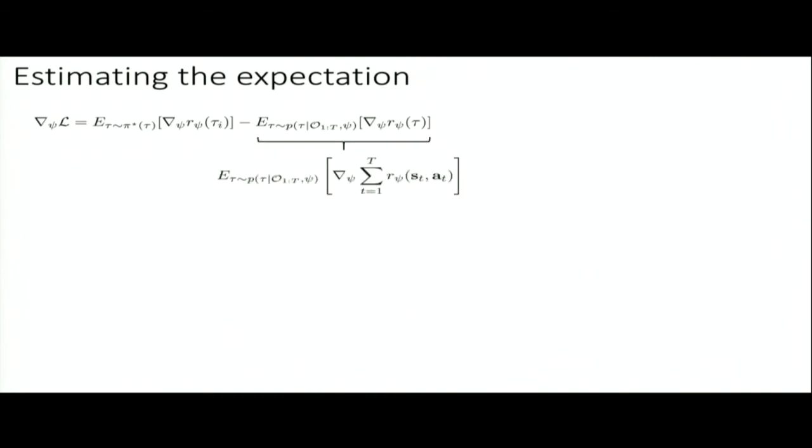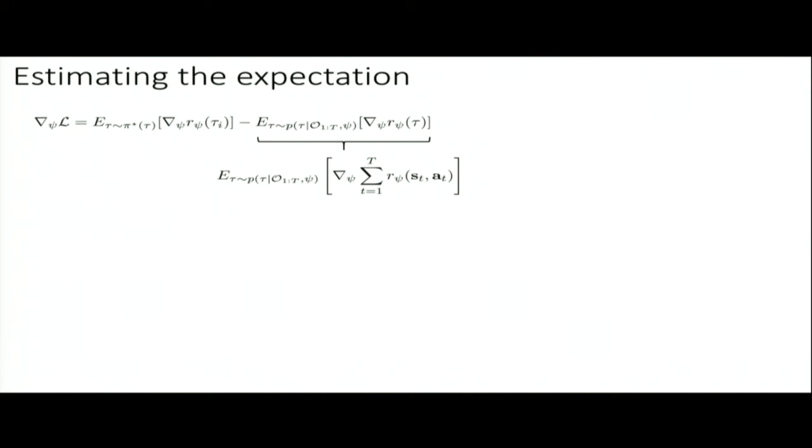One of the ways that we can decompose that second part is to break this trajectory into individual time steps. That's going to let us reason about tractable ways to compute this expectation. So remember that r psi of tau is actually a sum over all the time steps of r psi of the state and action at that time step. So we can substitute that in there.